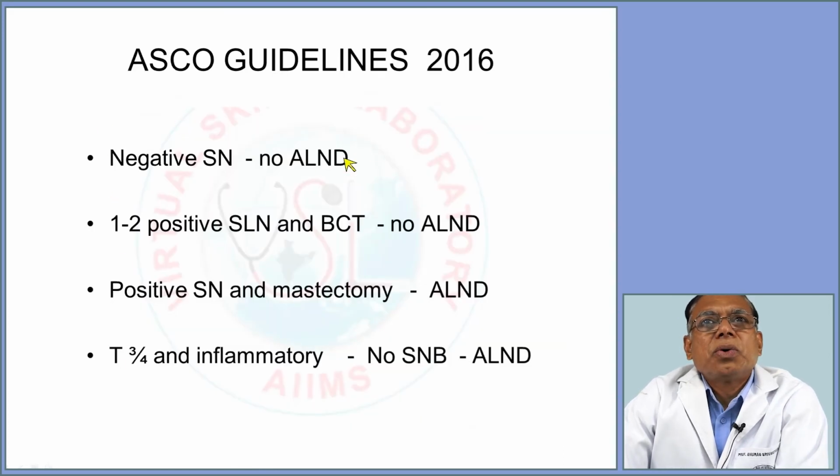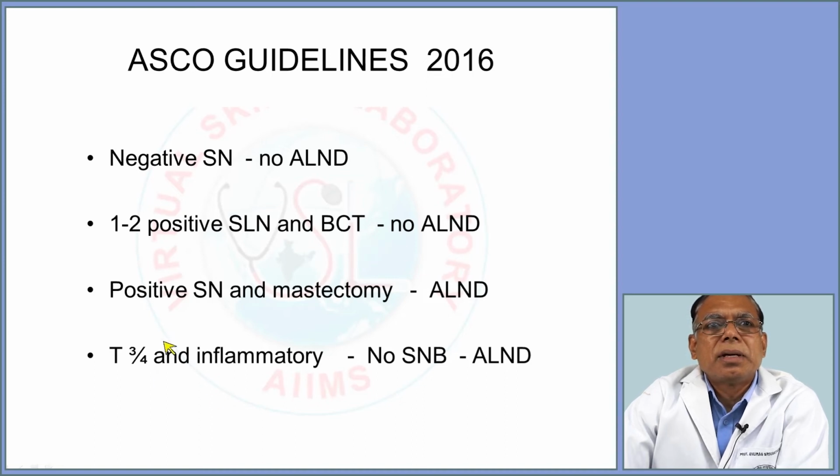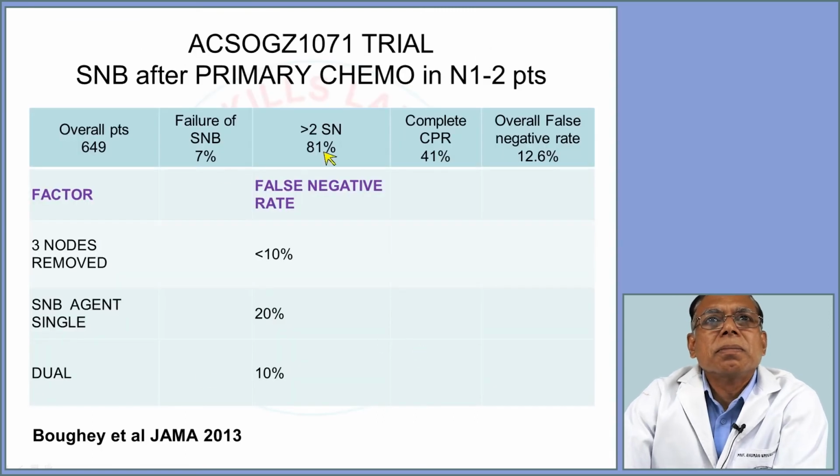The ASCO guidelines published in 2016 suggest that if the sentinel node is negative, do not carry out any axillary node dissection. If you have 1 to 2 positive macrometastasis sentinel nodes and the patient is having breast conservation surgery, again no axillary dissection is recommended. If you have positive sentinel nodes and the patient is having mastectomy, axillary node dissection should be performed. For patients with large tumors, T3 and T4 tumors, or those presenting with inflammatory breast carcinoma, the recommendation is to perform full axillary node dissection. There is no role of breast conservation and no role of sentinel node mapping in these patients with advanced cancers.